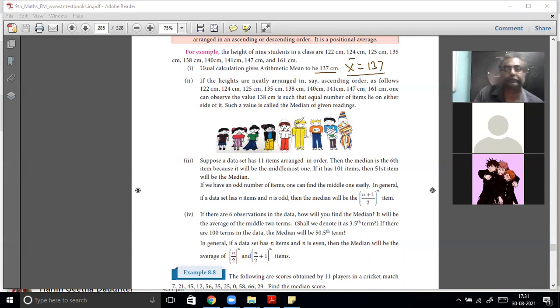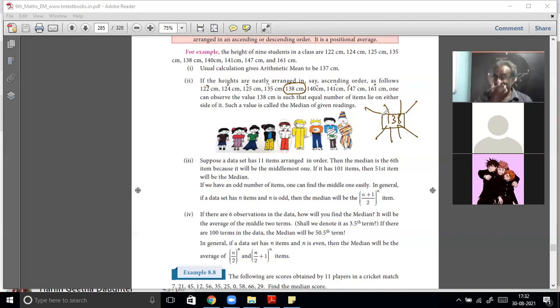Now, what you have to do? If the heights are neatly arranged in ascending order, they are already in ascending order. One can observe that the value 138 is such that an equal number of items are lying on either side. Look at the value: 1, 2, 3, 4 fellows on this side, 1, 2, 3, 4 fellows on the other side. So automatically this is there. If you write 138, 4 fellows will be on one side, 4 on the other side. Okay, automatically it is a better value than the arithmetic mean. Arithmetic mean is 137, but this is 138.